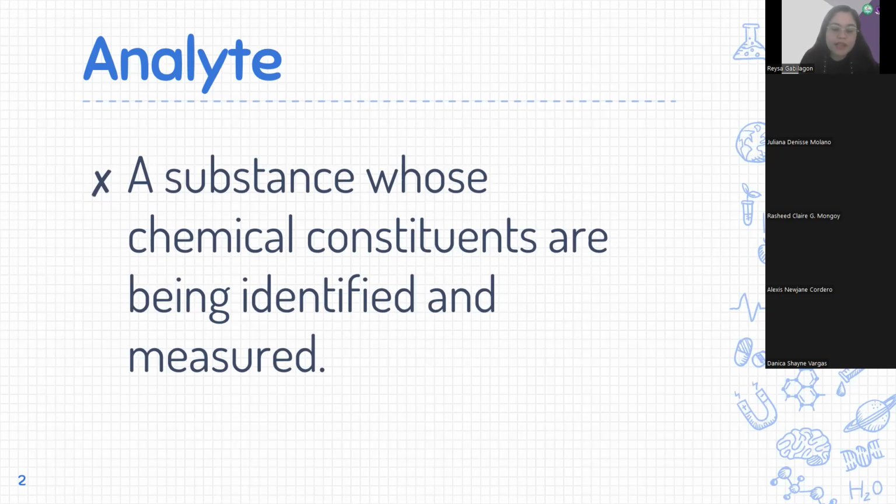So the first one again is sodium hydroxide. That is what we are measuring on the first titration that you did last time. And then the second one, hydrochloric acid. Analyte or sample, yun yung tawag natin doon.